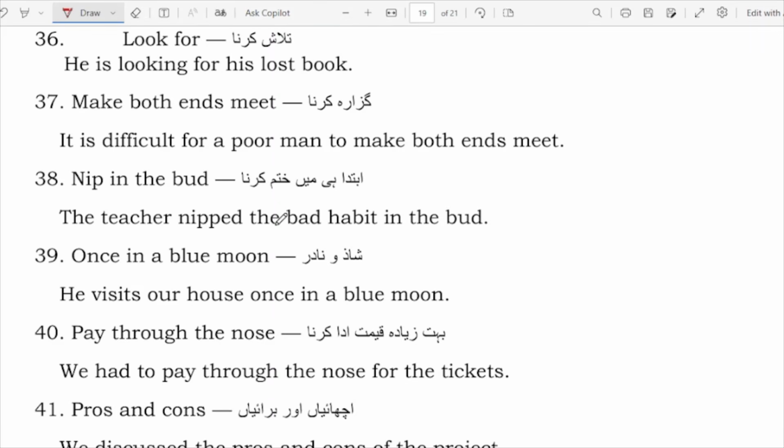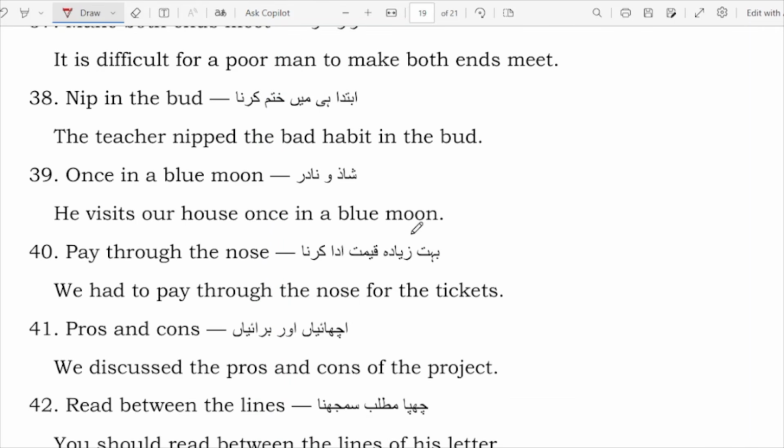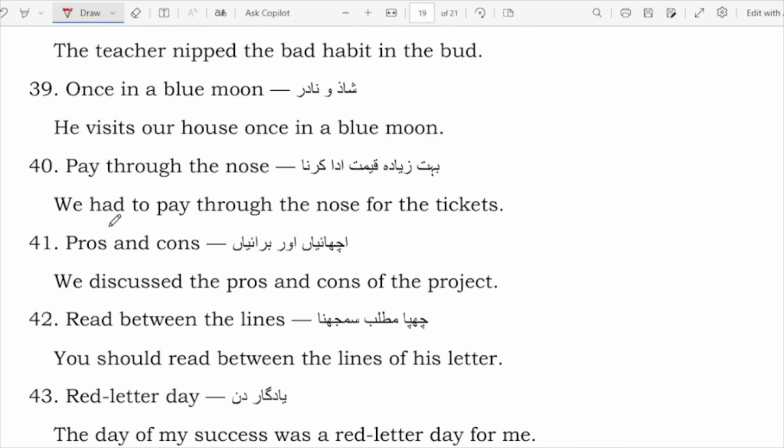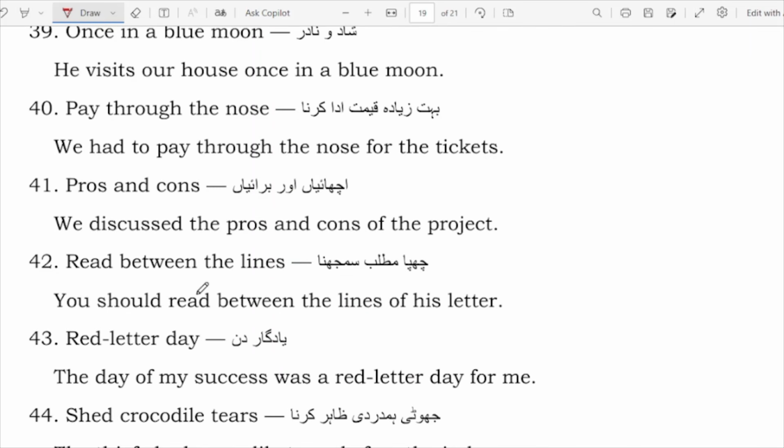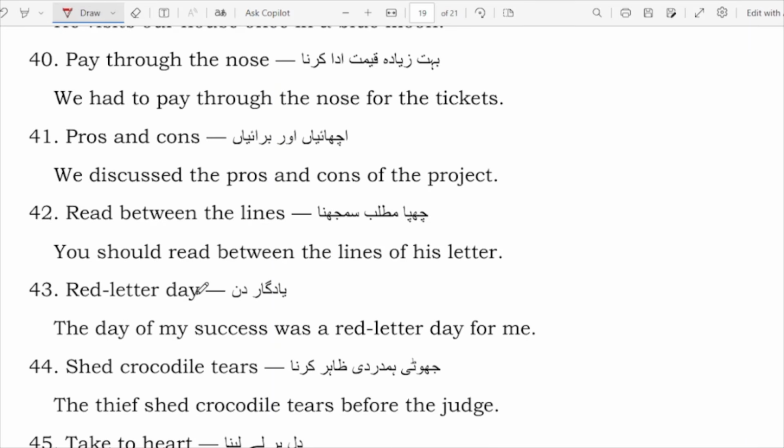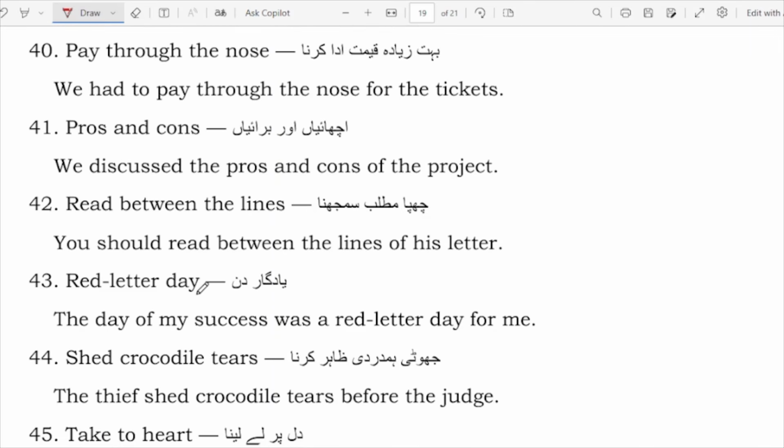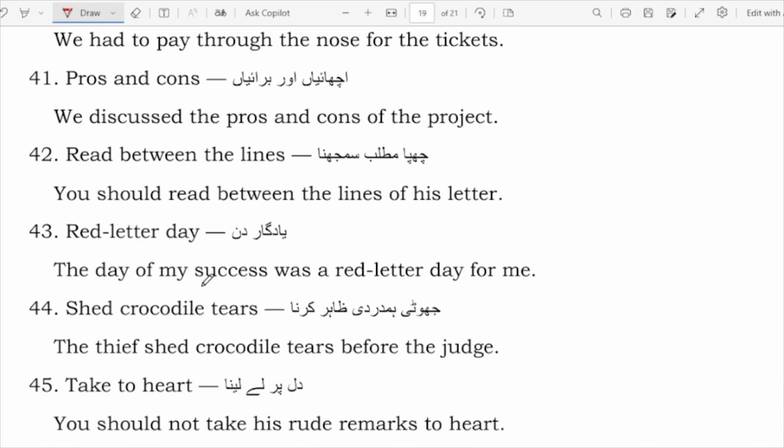The teacher nipped the bud, bad habit. Okay, once in a blue moon, learn these idioms by heart. He visits our house once in a blue moon. Pay through the nose. We had to pay through the nose for the tickets. Pros and cons. He discussed the pros and cons of the project.